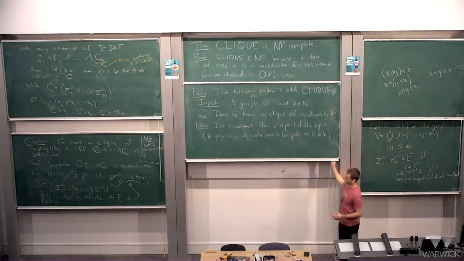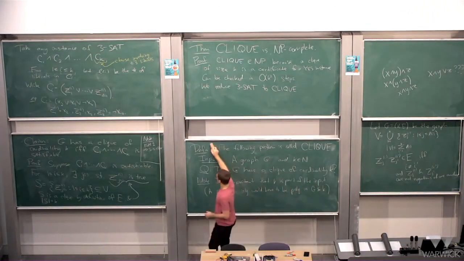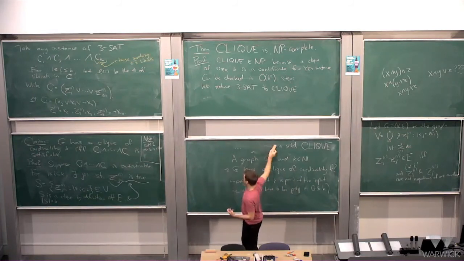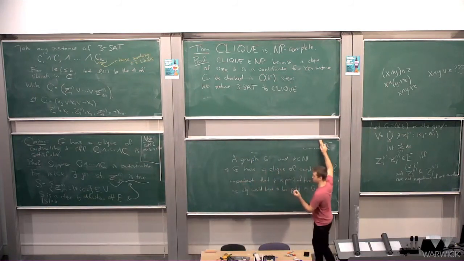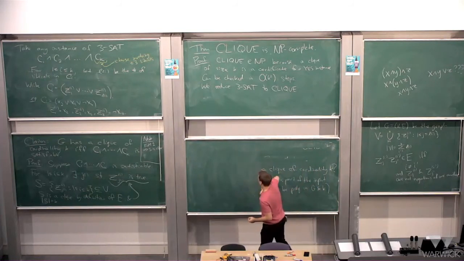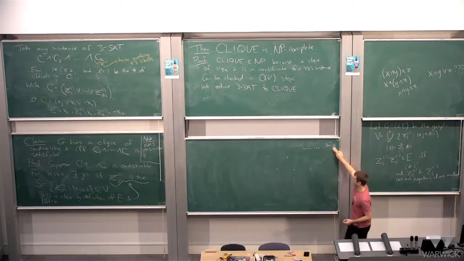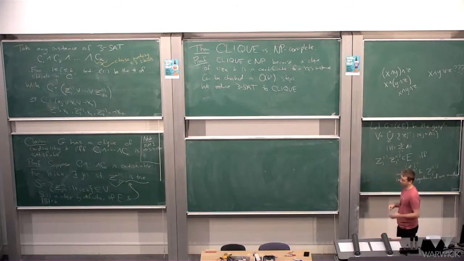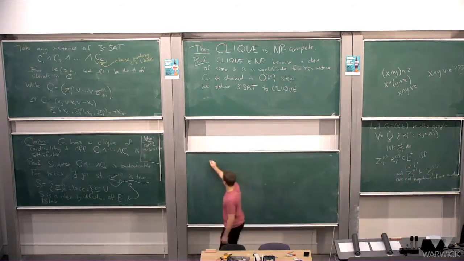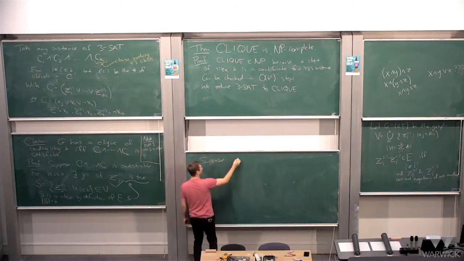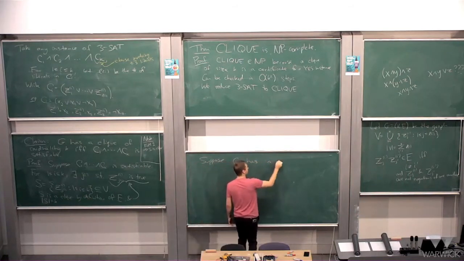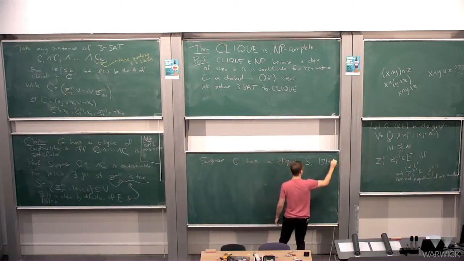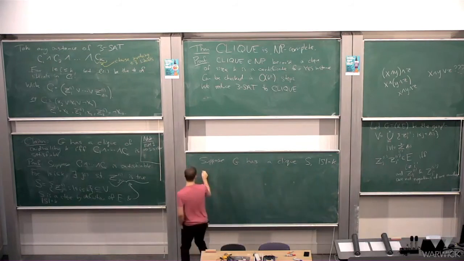Thanks. Okay, so what we've proved so far is that if this formula is satisfied, basically just by taking the true literal from each clause, I would find a clique. And now we have to go the other direction and assume that there's a clique and prove that the formula is satisfiable, or the Boolean expression is satisfiable. So now suppose G has a clique S of size k.